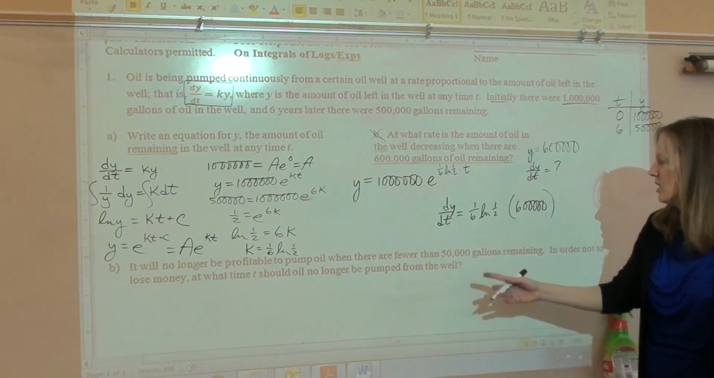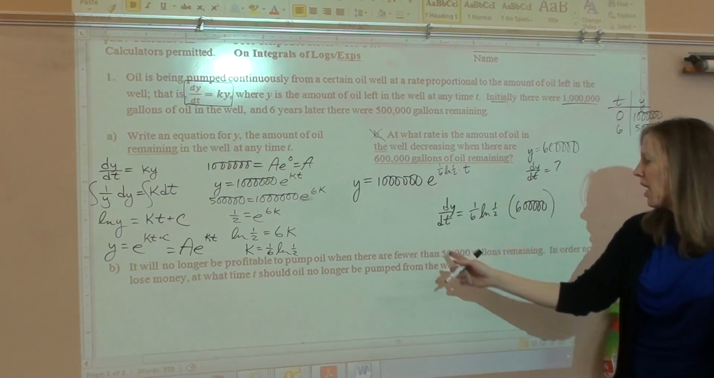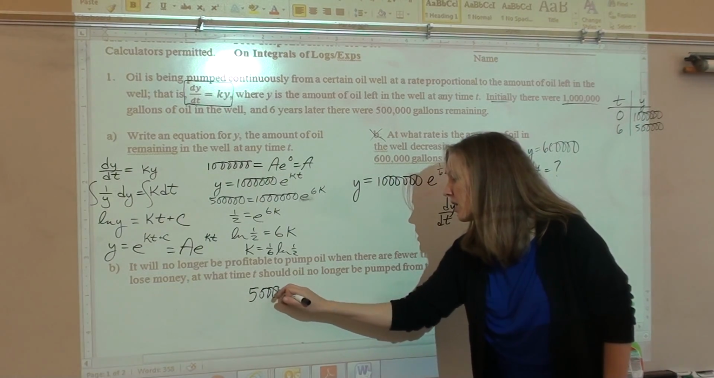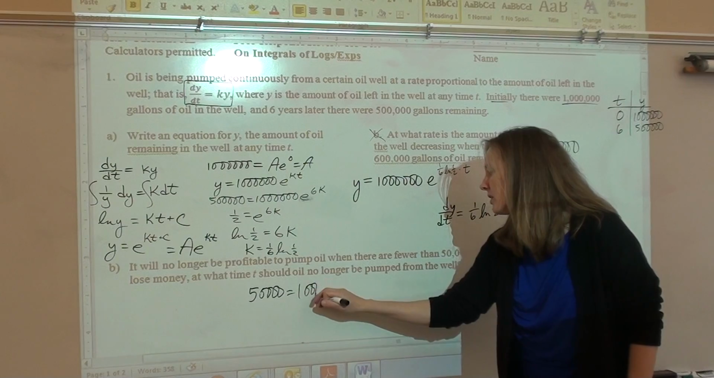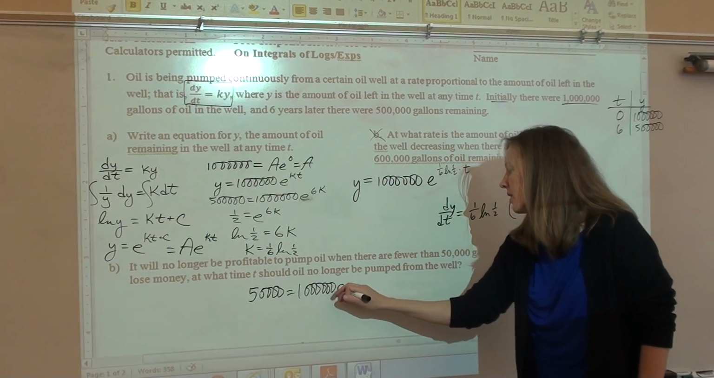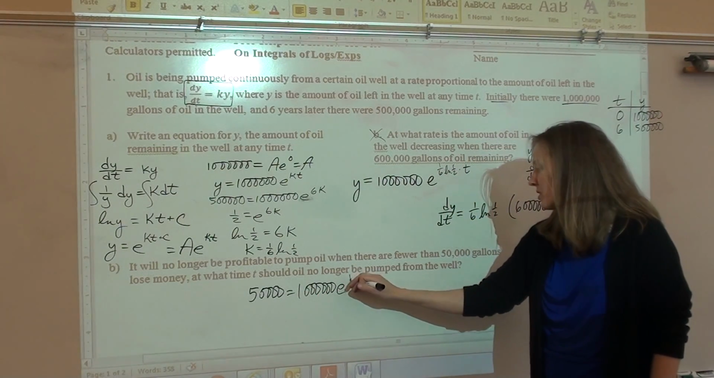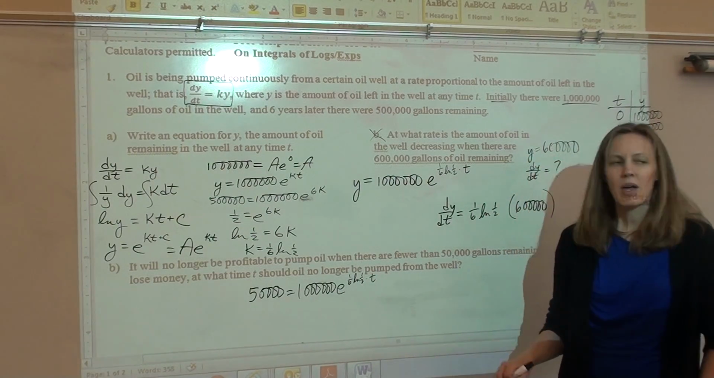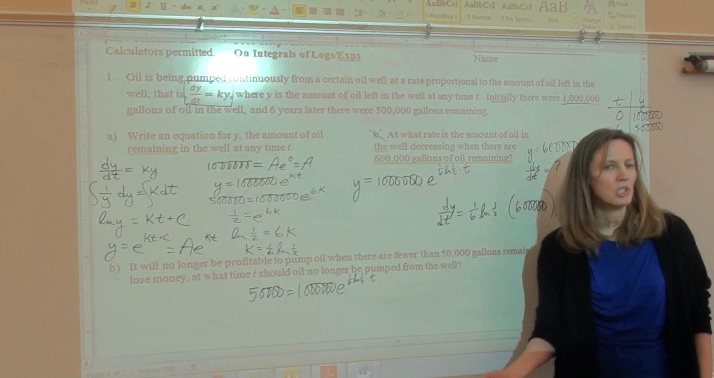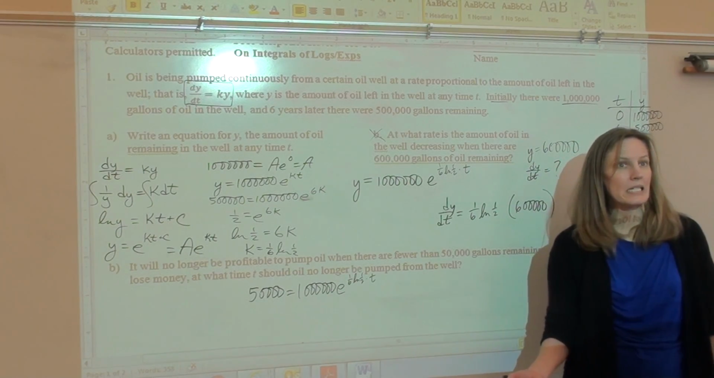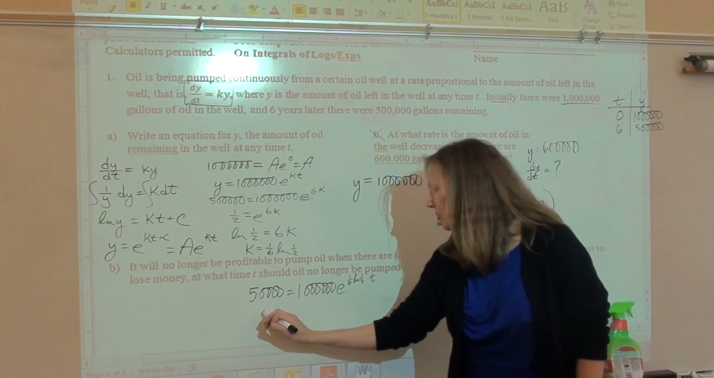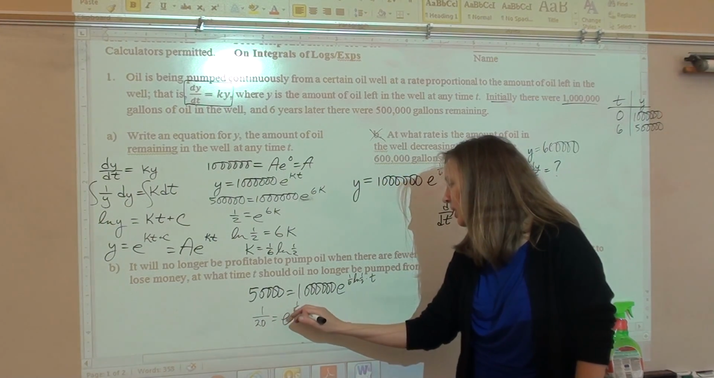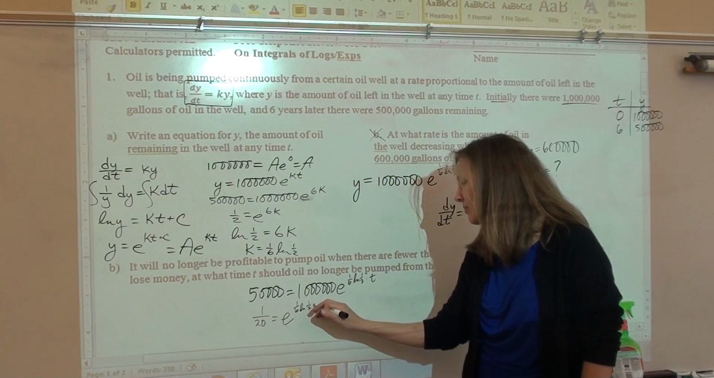Yes, yes. So for this one, our y value is 50,000, so we have 50,000 equals 1 million e to the 1/6 ln of a half times t. We have to solve this for t. What should we do first? Divide by a million. 50,000 over a million, just 1/20th, equals e to the 1/6 ln of a half times t.